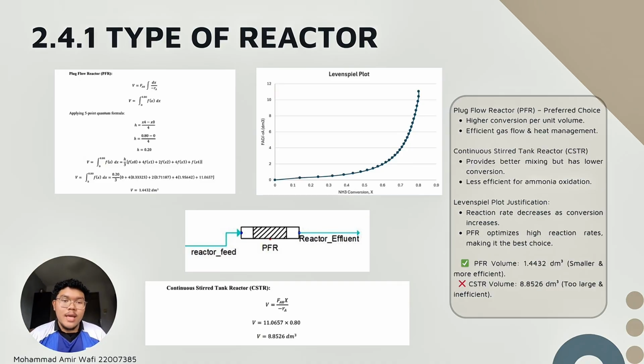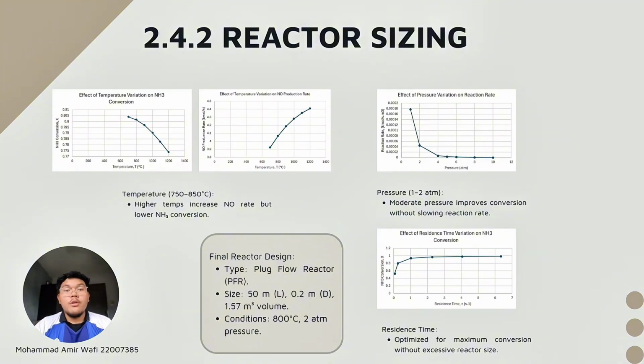The Levenspiel plot shows that as conversion increases, the reactor volume grows significantly. A PFR optimizes the reaction rate while keeping the reactor size smaller and cost lower. In summary, the PFR is the best choice for ammonia oxidation, ensuring high efficiency, controlled heat management, and cost effectiveness. For reactor sizing, we calculated that the optimum PFR volume is 1.4432 dm3, while a CSTR will require 8.8526 dm3, making it much less efficient.